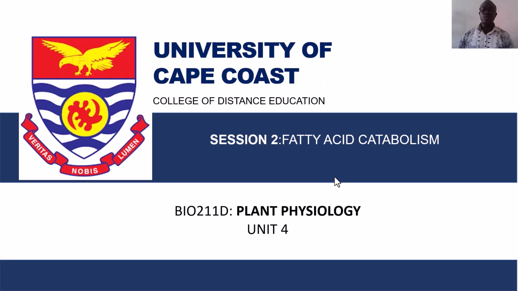Welcome to Bio 211D Plant Physiology Unit 4, Session 2, Fatty Acid Catabolism. By the close of this session, students should be able to state the sources of fatty acid, describe the composition of fatty acids, describe the digestion of fatty acids, explain the transport of fatty acids into mitochondria, describe beta oxidation of fatty acids, and name some enzymes involved in digestion, transport, and oxidation of fatty acid.